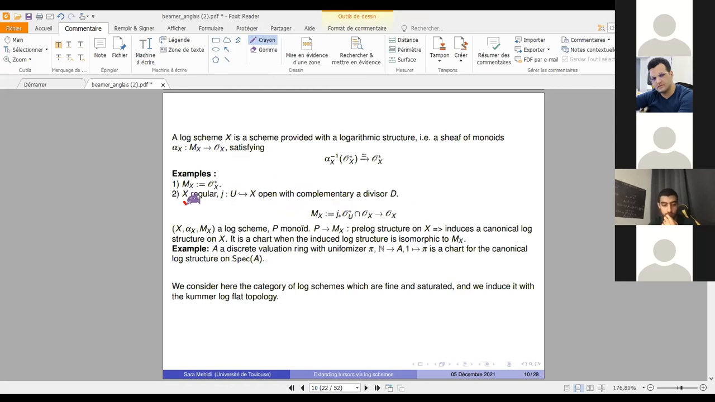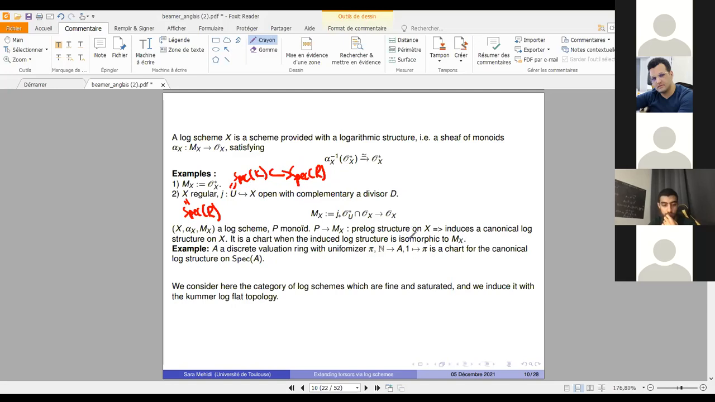Here, my X will be the spectrum of a discrete valuation ring, and U will be the spectrum of its fraction field. This is open inside Spec R. And the divisor will be the spectrum of the residue field. And so I will call this the canonical log structure on a discrete valuation ring. So my log structure is always trivial when I restrict to the generic fiber.